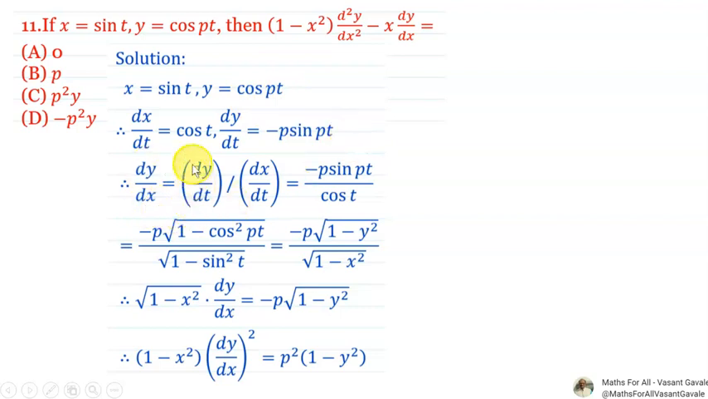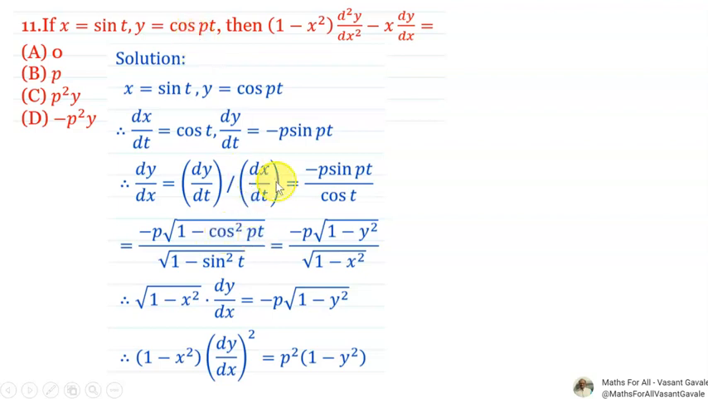Therefore, dy by dx is equals to dy by dt upon dx upon dt. Substitute the value, then you will get here minus p times sin of pt upon cos of t. Okay, but what is the value of sin of pt? Sin of pt is nothing but in root of 1 minus cos square pt upon cos of t, which means in root of 1 minus sin square t. Substitute the value of the cos of pt.